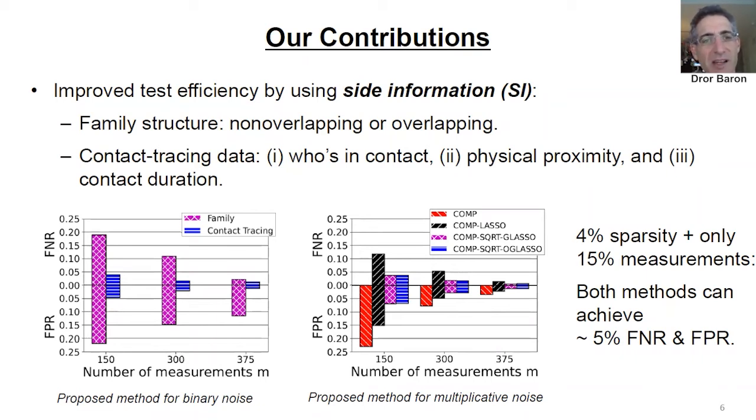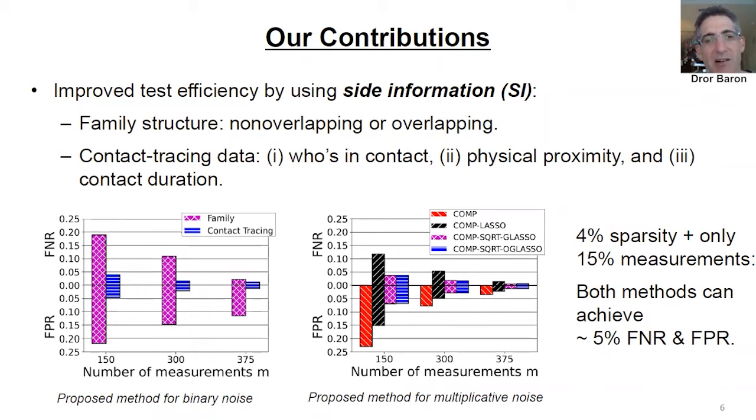Another type of side information that we considered is contact tracing data, where we considered who's in contact, the physical proximity between them, and the duration of the contact. Of course, the proximity and the duration have an impact on how likely it is that, if you're infectious, you infected the other individual. We're plotting here two highlight plots.